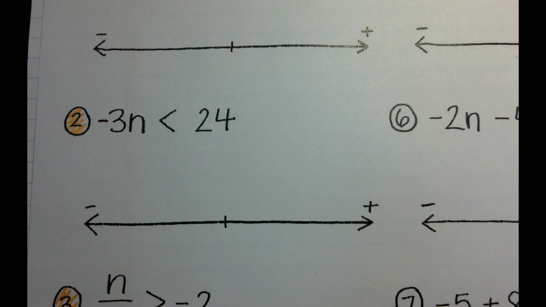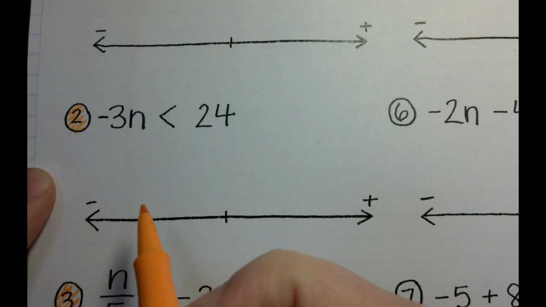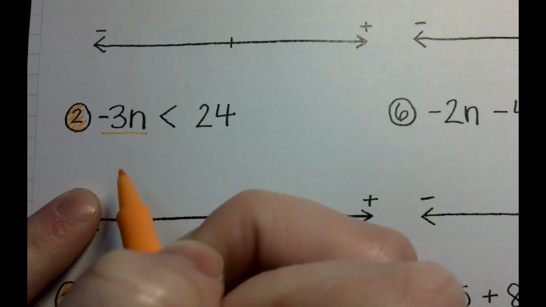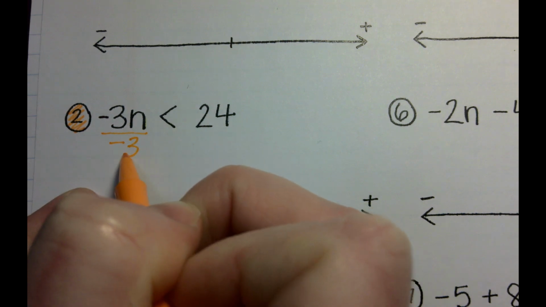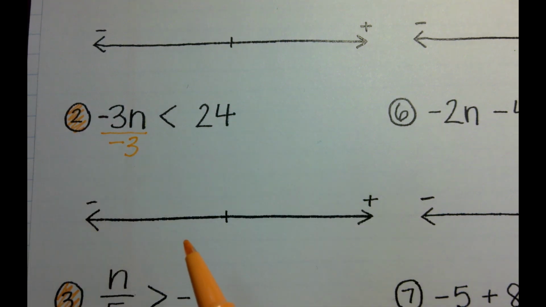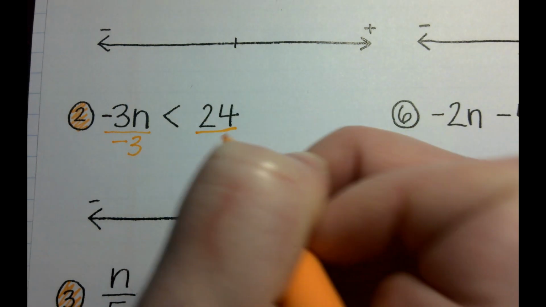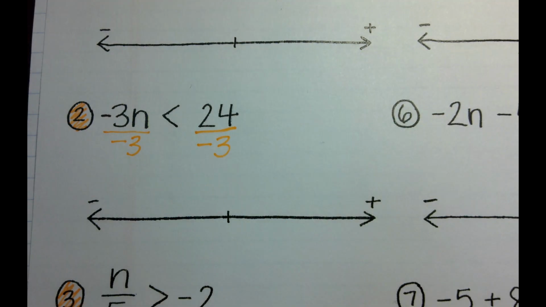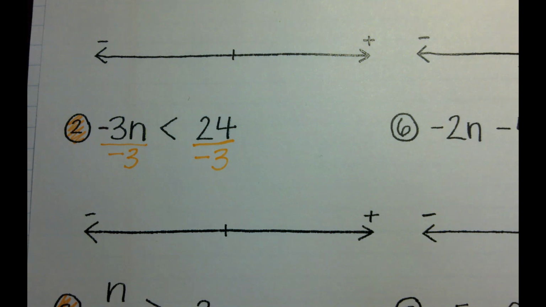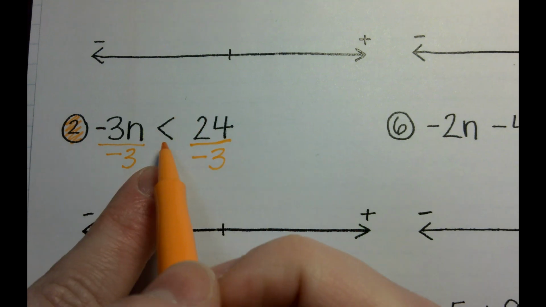Okay, so number 2, we have negative 3 times n is less than 24. And Amanda, you said we're going to divide by negative 3. So we're going to divide by negative 3 on this side. Where else do we need to divide by negative 3? By 24. On 24. Good. And let's be careful here. Remember, I just told you that rule. If we divide by a negative, what do we need to do? Flip your sign. We're going to flip our sign.